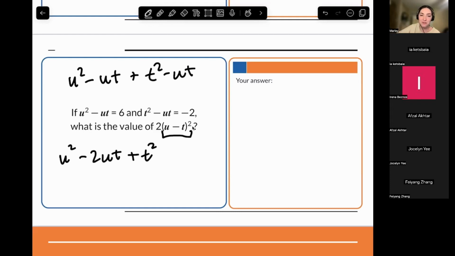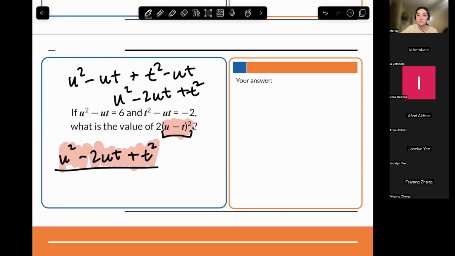Anyway, moving from that, we know that's what this would be, right? If we multiplied it out, we'd get this. So the top part, if we combined it, we're getting the same thing: u squared minus 2ut plus t squared. So when we did this, it was really like doing 6 plus -2, which is 4. Then we'd have 2 times 4, which is equal to 8. That's how we're getting that answer.